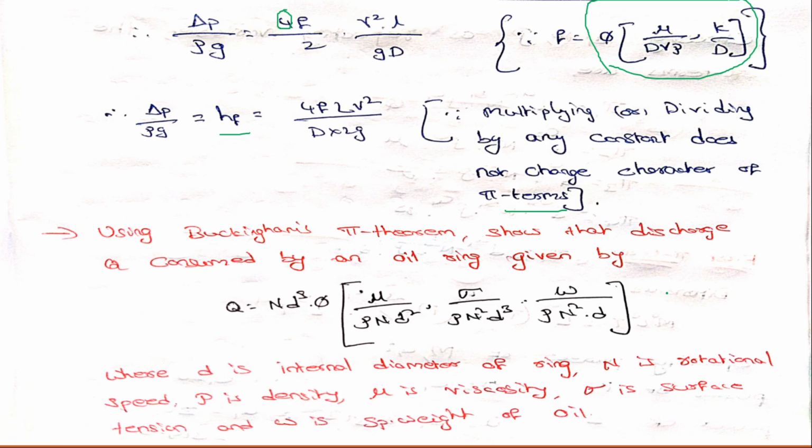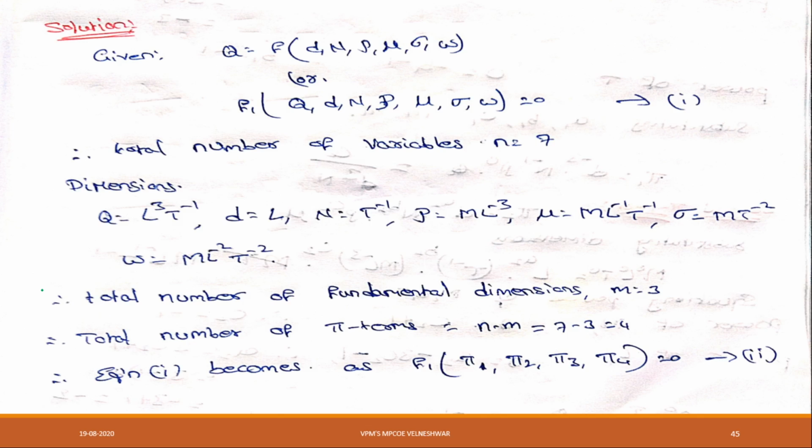Now let's go to one more numerical. Using Buckingham's pi theorem, show that the discharge Q consumed by an oil ring is given by an equation; here he has directly given the equation for that ring. Here D is the internal diameter of the ring, N is the rotational speed, which is a new term for you, rho is density, mu is viscosity, sigma is surface tension, and w is the specific weight of oil. Everything is a known value, only N is new. Now again, given Q is equal to f of D, N, rho, mu, sigma, w.